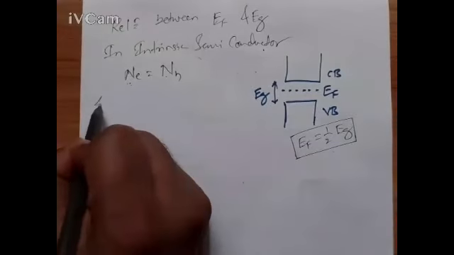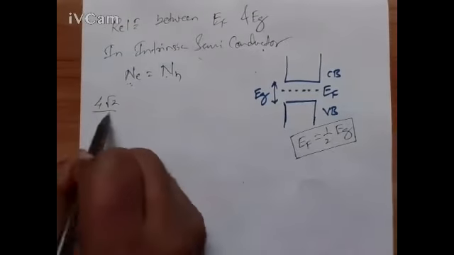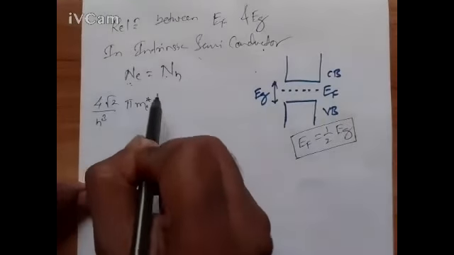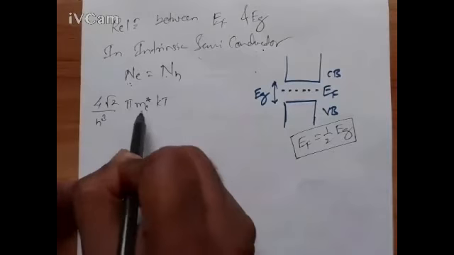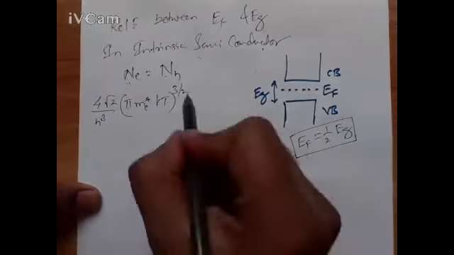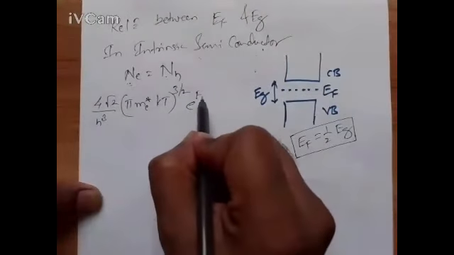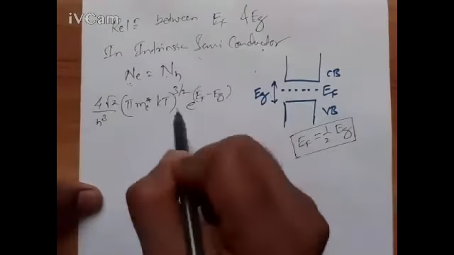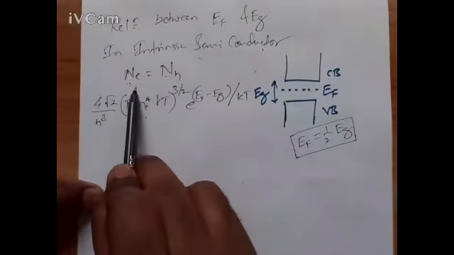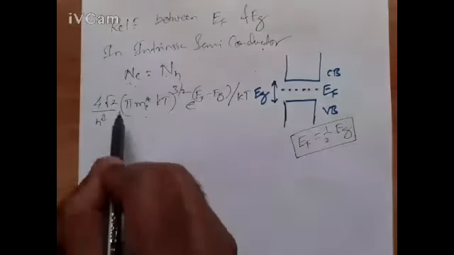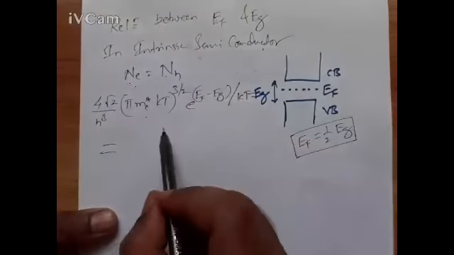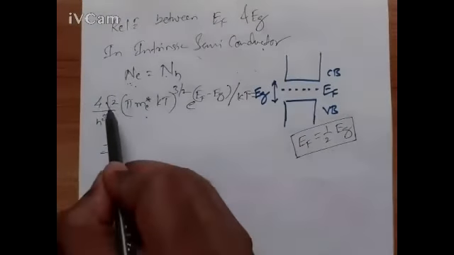That is 4 root 2 divided by h cubed, then pi me star, kT, to the power 3 divided by 2, e to the power (E_F minus Eg) divided by kT. So this is the equation for Ne. We have to equate this equation, so I'll write it here as I don't have space.